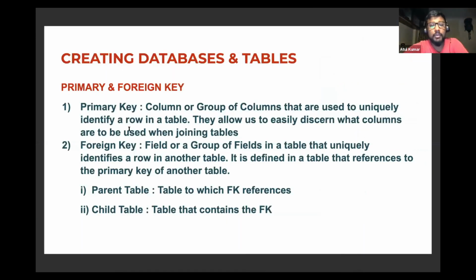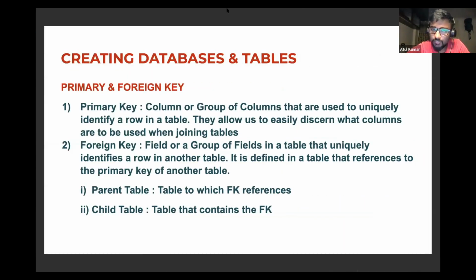So primary key is a column or a group of columns that are used to uniquely identify a row in a table. They allow us to easily discern what columns are to be used when joining tables. And a foreign key is a field or a group of fields in a table that uniquely identify a row in another table. It is defined in a table that refers to the primary key of another table. Now, the parent table is the table to which the foreign key references, and the child table is the table that contains the foreign key. So, a foreign key for a particular table can be the primary key of a different table. This is the basic overview.